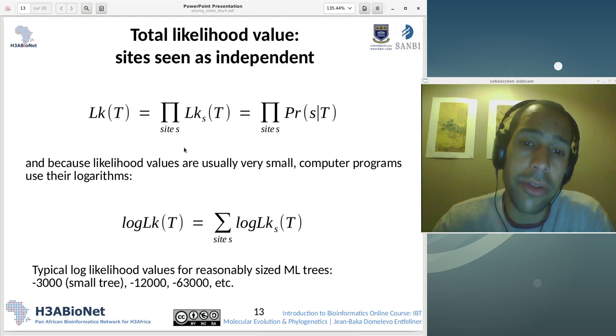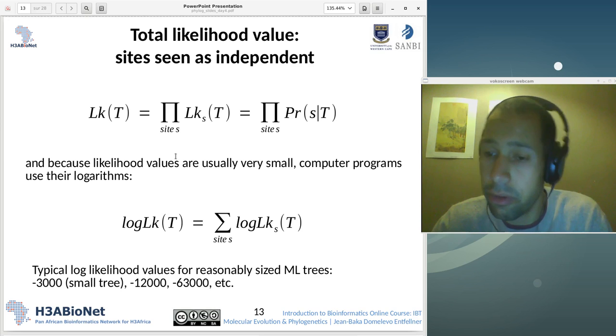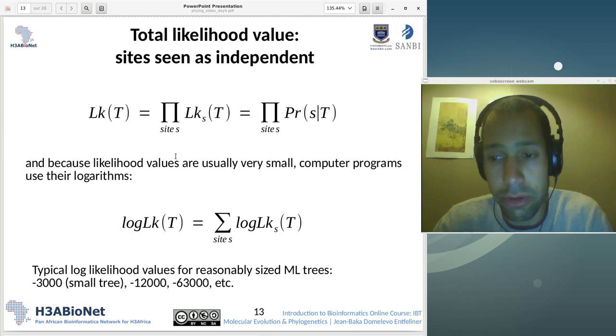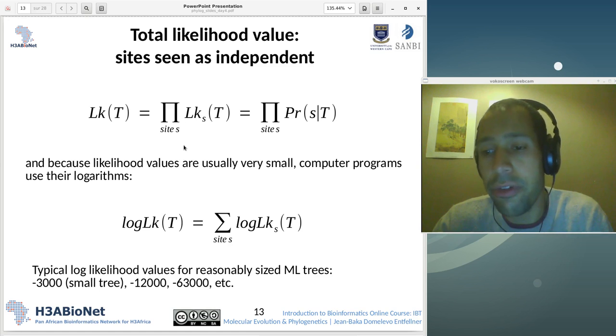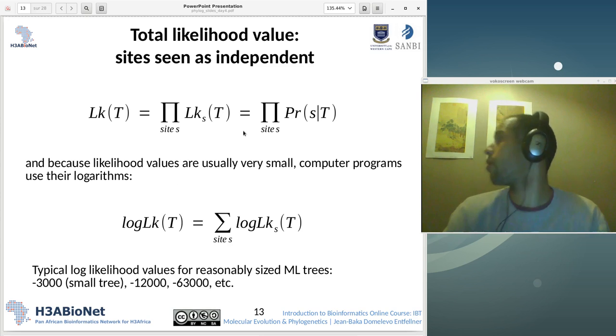alignment, and you see that the sites that are in first codon positions do not evolve completely independently from the sites that are in second codon positions and third codon positions. These are linked.